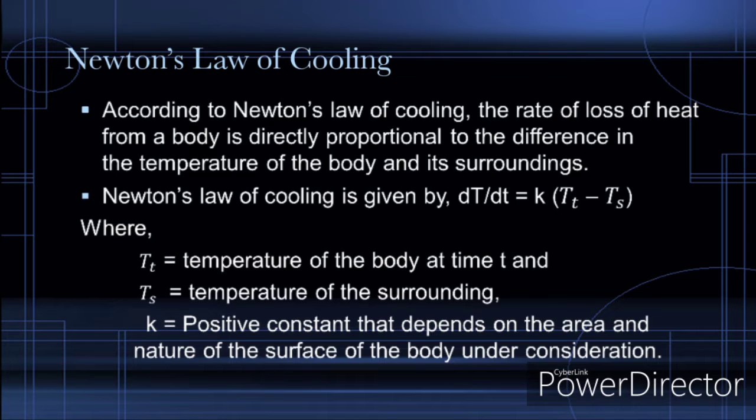According to Newton's law of cooling, the rate of loss of heat from a body is directly proportional to the difference in the temperature of the body and its surroundings. Newton's law of cooling is given by the change in temperature dT with respect to time, or dT/dt, is equal to k times (T sub T minus T sub S), where T sub T is the temperature of the body at time T and T sub S is the temperature of the surroundings.